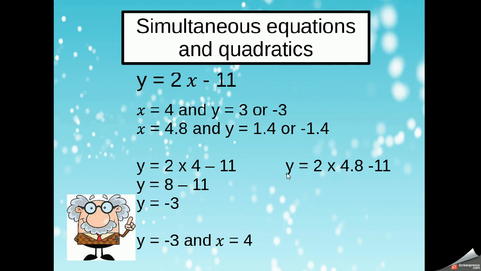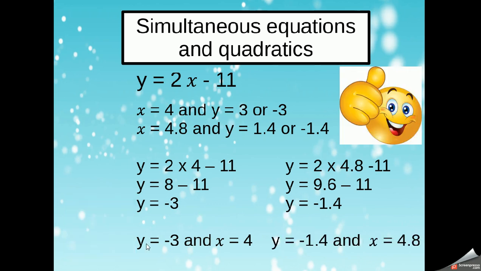A second possibility is that we substitute in 4.8. So 2 times 4.8 minus 11, which is going to be 9.6 minus 11, which is going to be minus 1.4. So either x is equal to 4 and y is equal to minus 3, or x is equal to 4.8 and y is equal to minus 1.4, and both of those answers will work for the simultaneous equation with the quadratic. Probably the most difficult thing you can do in simultaneous equations.